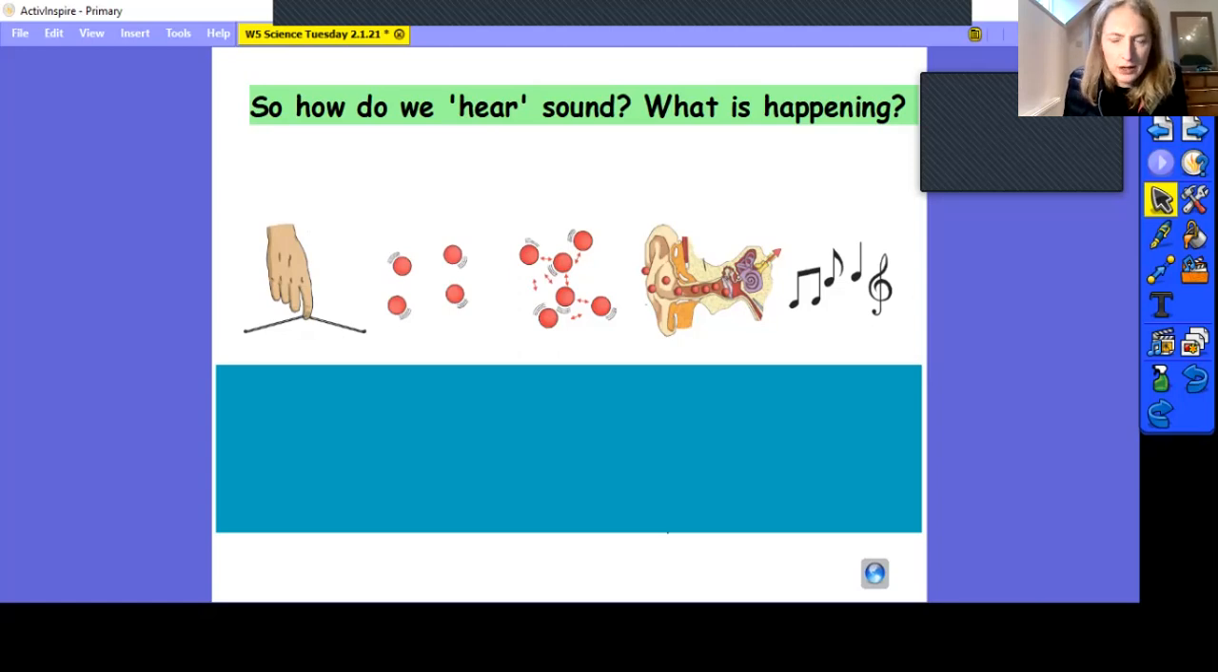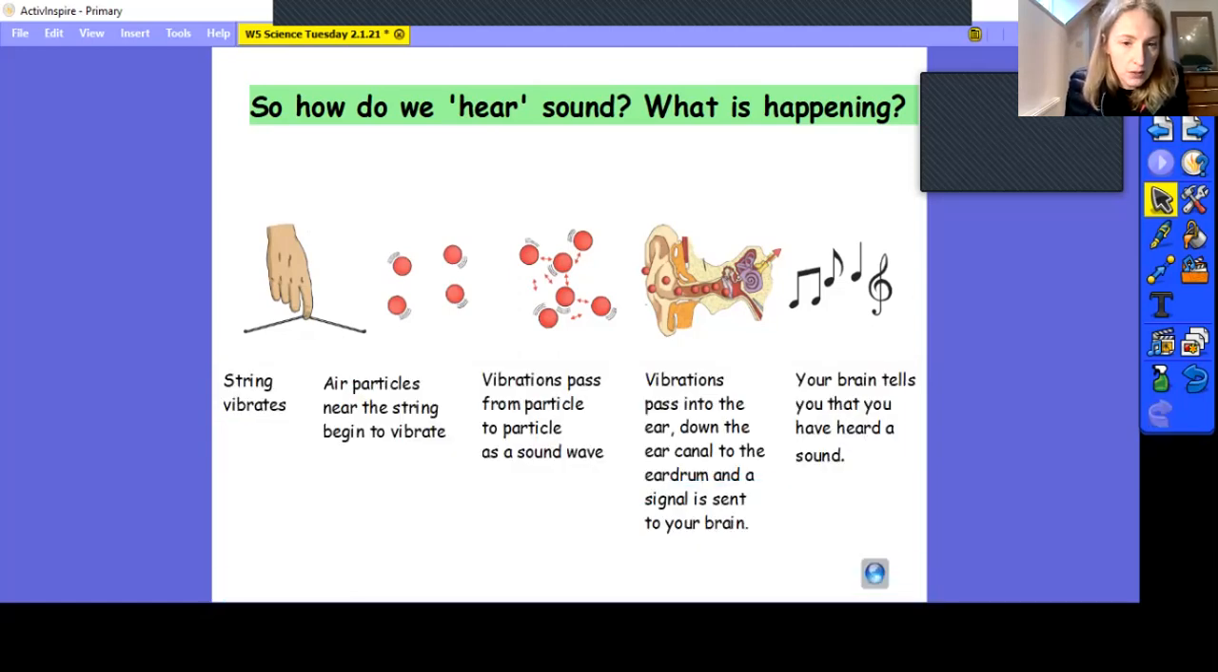So let's go over that again, because there's quite a lot going on there. So first of all, the string vibrates. Then the air particles near the string begin to vibrate. And then the vibrations pass from particle to particle through the air as a sound wave. So remember we talked about that kind of Mexican wave, that wave of sound going through the air. Then they reach your ear. And that's why making that space bigger means there's more chance of catching more of those sound waves and sending them down your ear canal. The vibrations pass down your ear canal, they go to your eardrum, and then they are sent as a signal to your brain, and then your brain tells you that you've heard a sound.